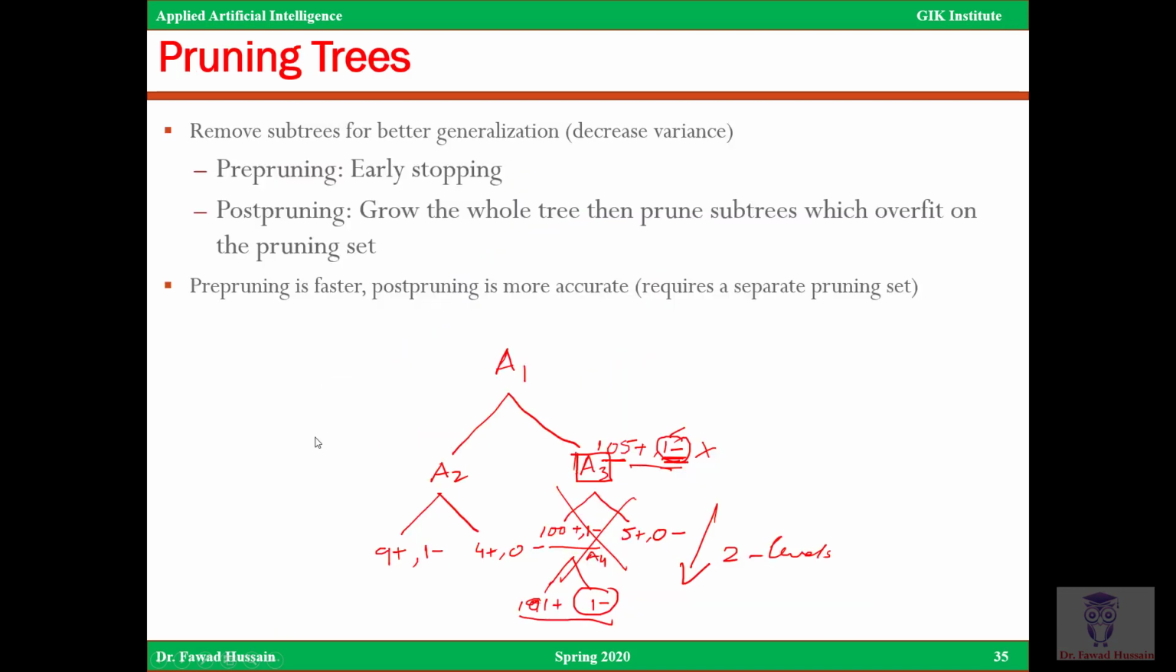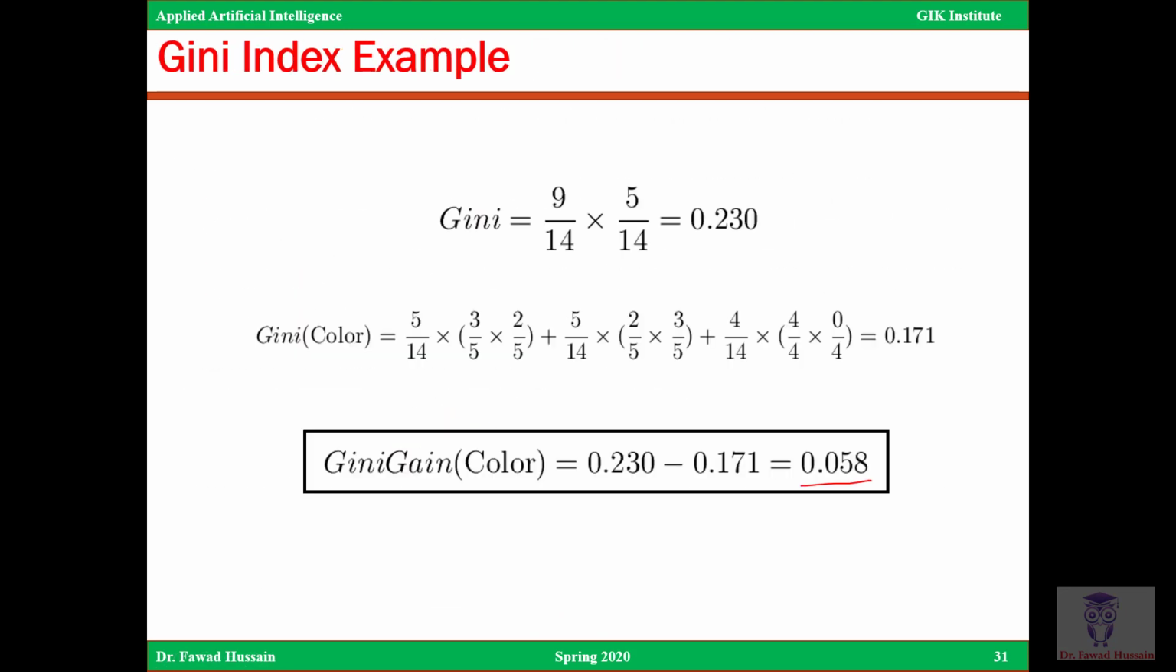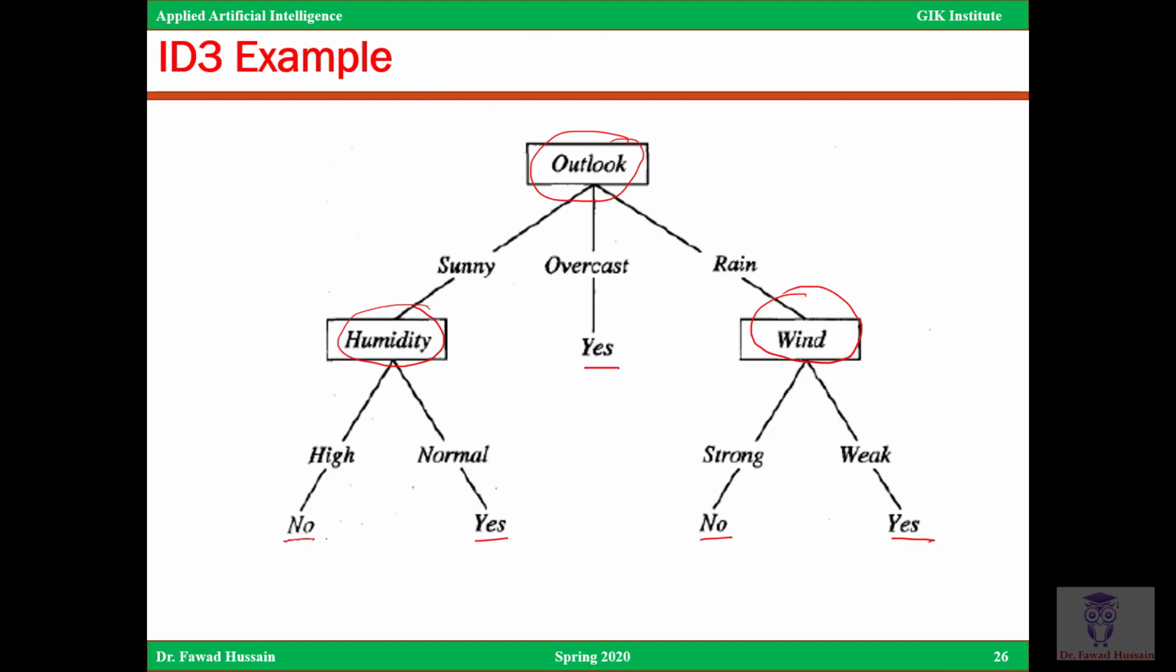However, let's look at this case, where there are 4 leaves: 1, 2, 3, 4. But are we going to have 4 rules? No, because this is yes and this is yes, I can combine these two. I can say if outlook is sunny and humidity is normal, or if outlook is rainy and wind is weak, then yes. So I can combine these values. So there are going to be only two rules. The two no's will be combined and the two yeses will be combined.